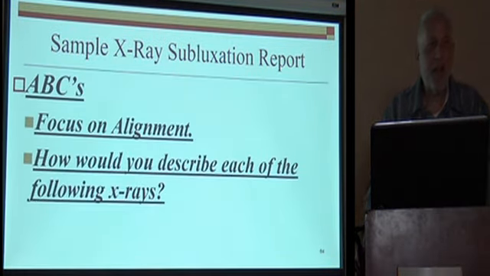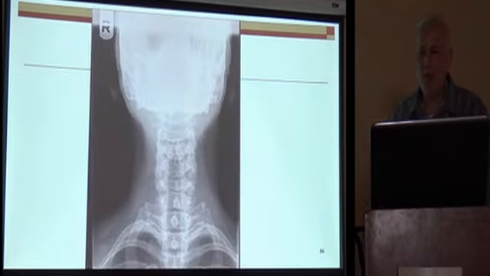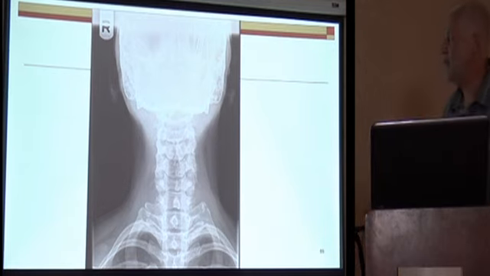So let's focus on alignment. I'm going to pop up an x-ray. Take the note paper, I think they give you all a pen and a pad, and just jot down how you would describe this to Medicare. So we'll start with this one. Same person. These are all the same person with the hair clips.